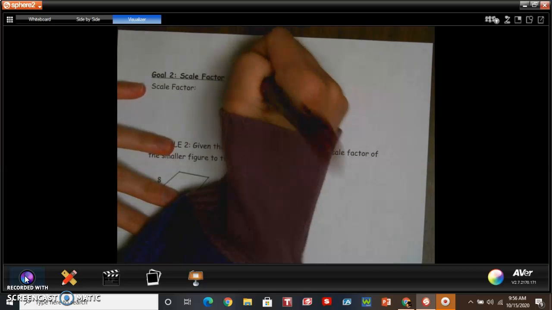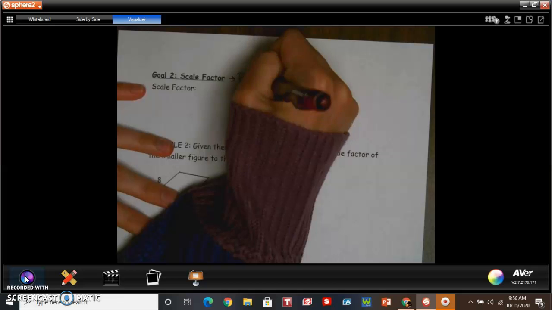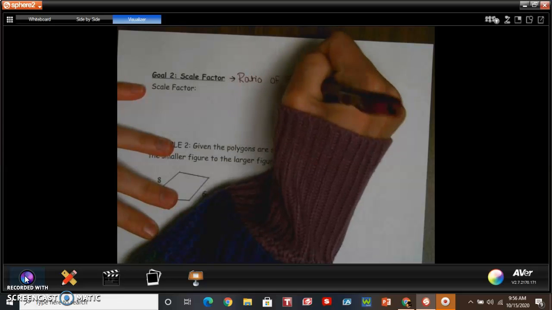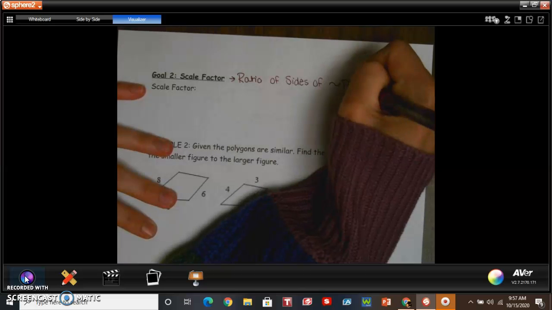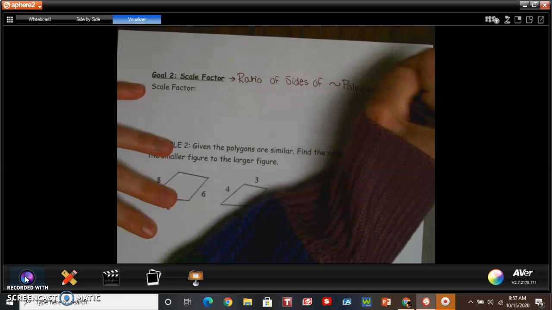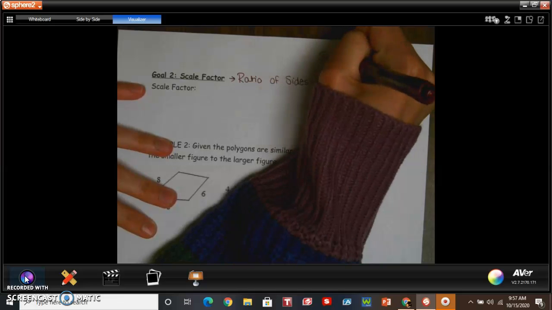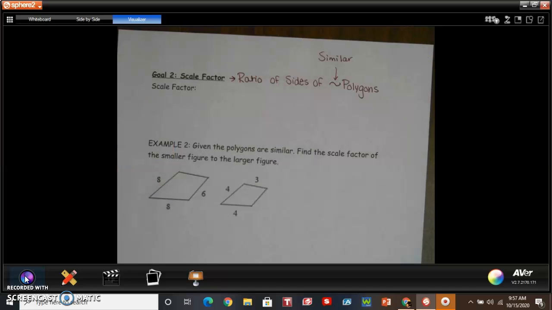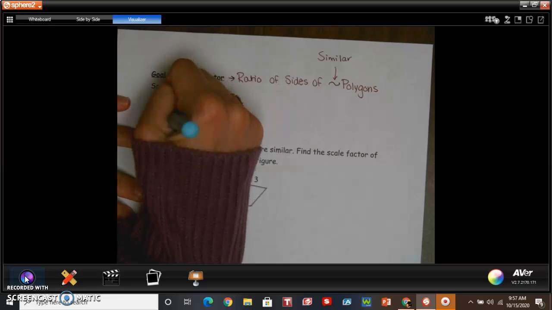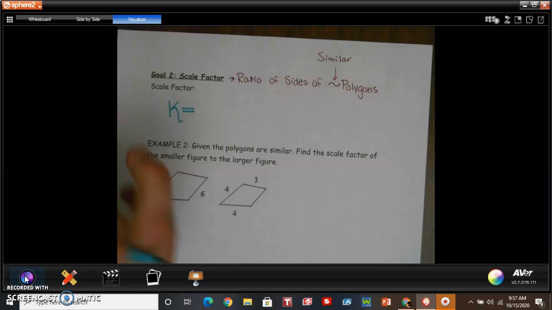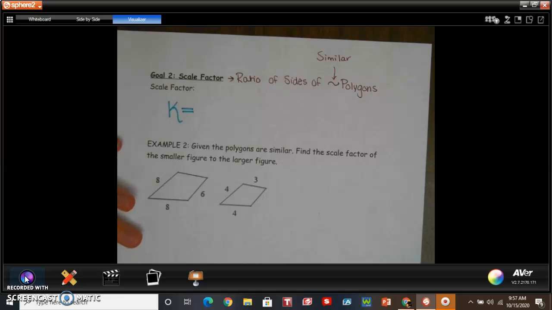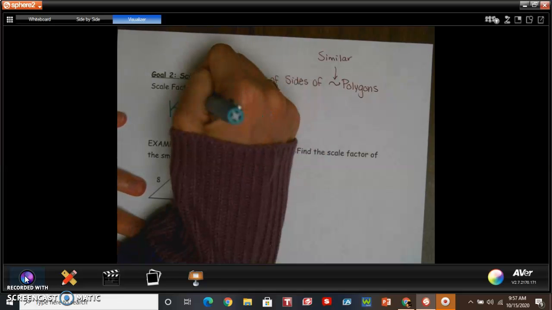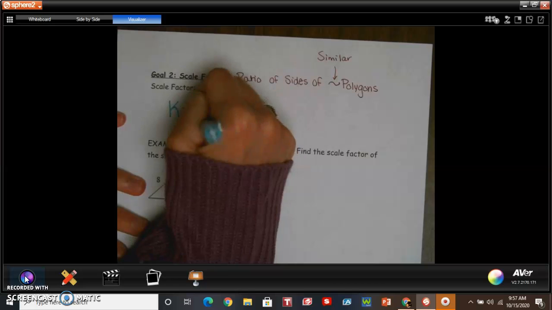All right, so it's going to be here, ratio of sides of similar polygons. That squiggle means similar. All right, now here's a little thing that you need to definitely remember about scale factors. They're always going to be represented by the letter K, and it's normally the ratio of end over beginning.